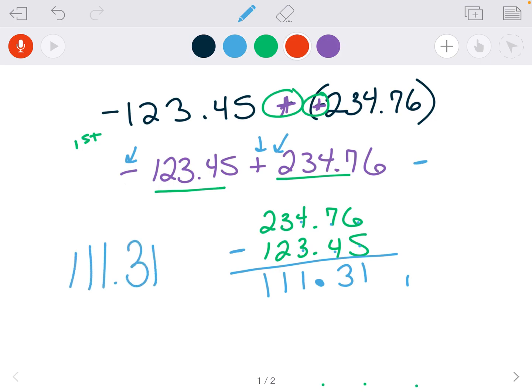I look back to the signs that I had, and I take the sign of the larger number. That was the number that we put on top, and that's positive. So 111 and 31 hundredths is going to remain positive.